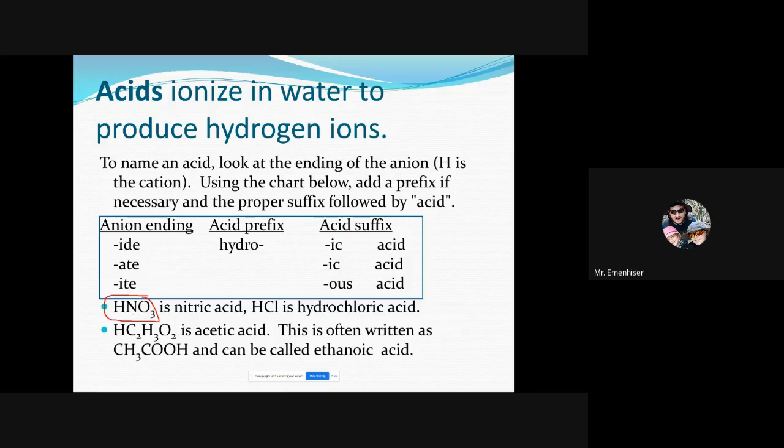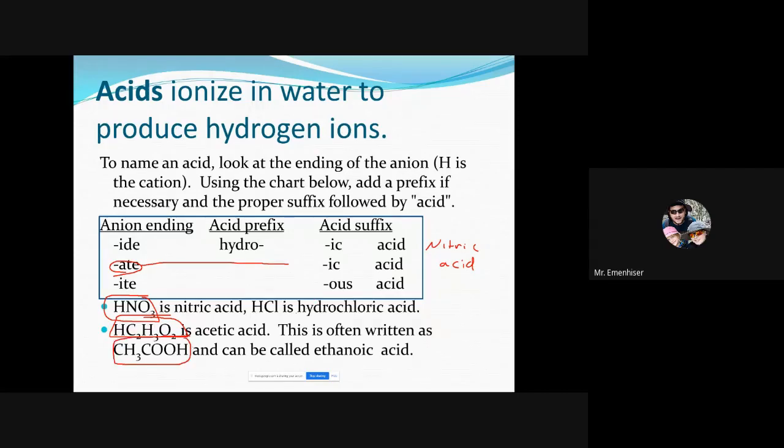So if this ends in ate, then what we're going to do is we say hydro, and then ic acid. So this is going to be hydrogen nitrate, right? But if we make it an acid, it's going to be called nitric acid. This is going to be acetic acid. Take the acetate and change it to ic. This is going to be ethanoic acid.